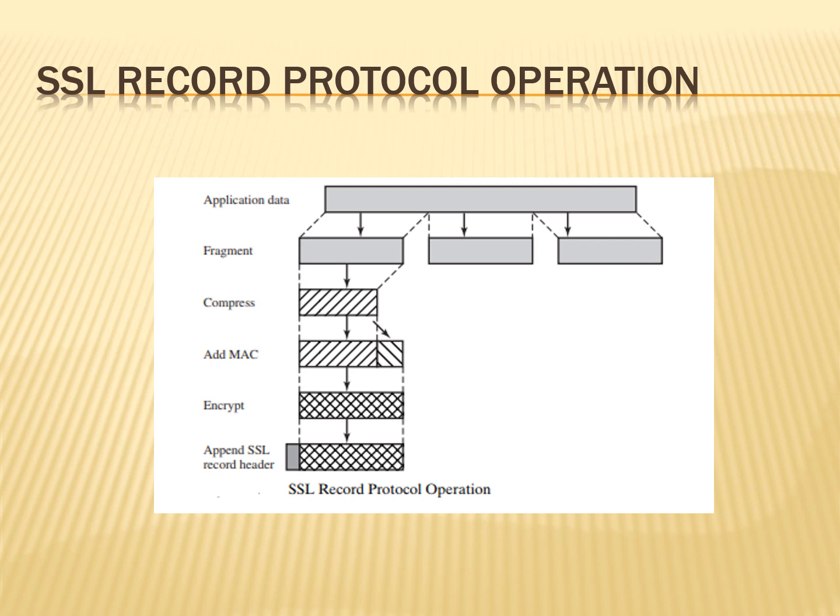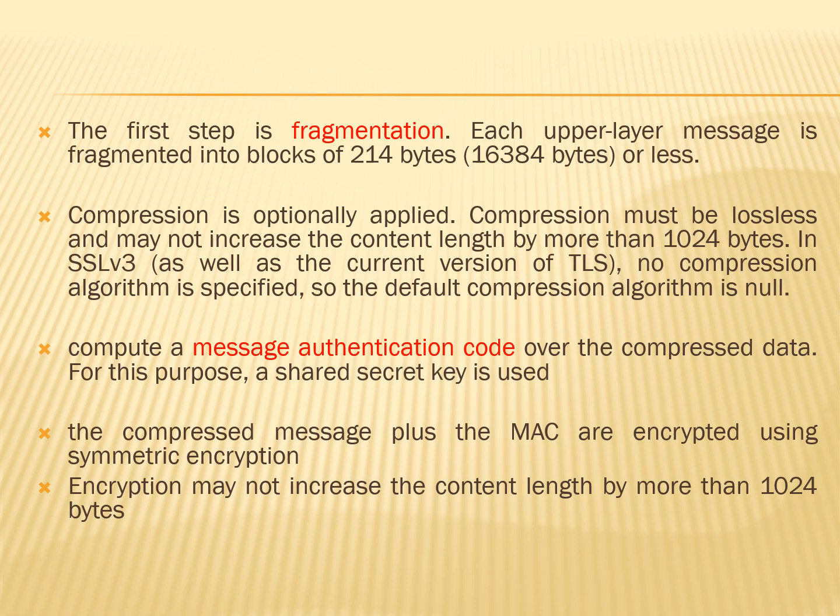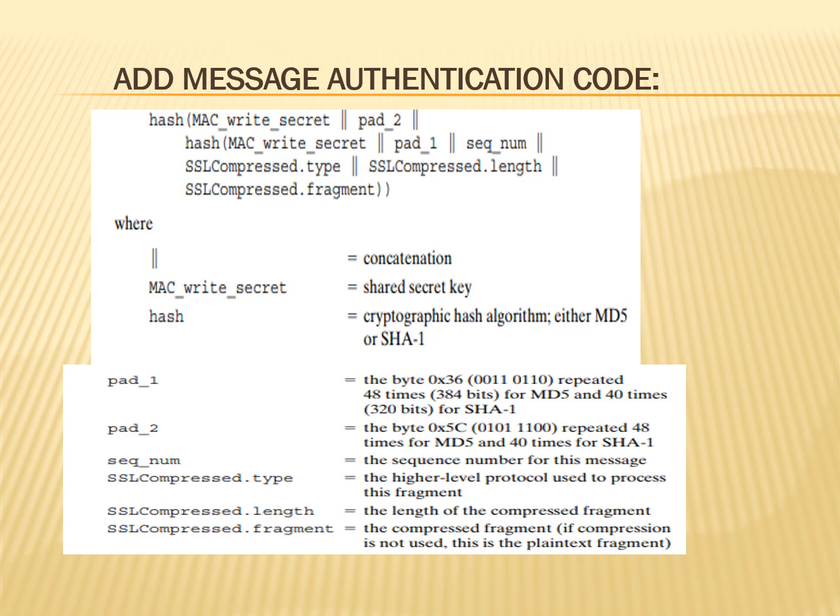The calculation is defined as: hash(MAC_write_secret || pad2 || hash(MAC_write_secret || pad1 || seq_num || SSLCompressed.type || SSLCompressed.length || SSLCompressed.fragment)). Here, the pipe symbol is used for concatenation.